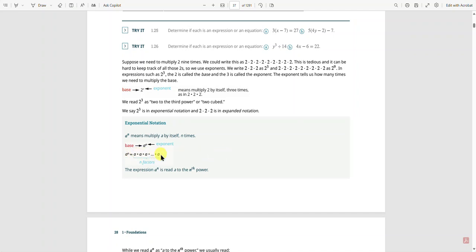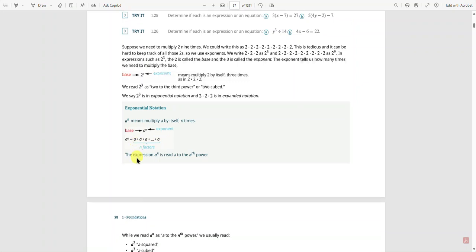So that's a way of expressing expanded notation, expressing this expression here and showing that it's variable, okay? And n refers to how many factors there are, how many times that base is being multiplied. The expression a with n as an exponent is read a to the nth power. Okay, that's exponential notation written in a general way for our use in algebra. Let's keep moving here.